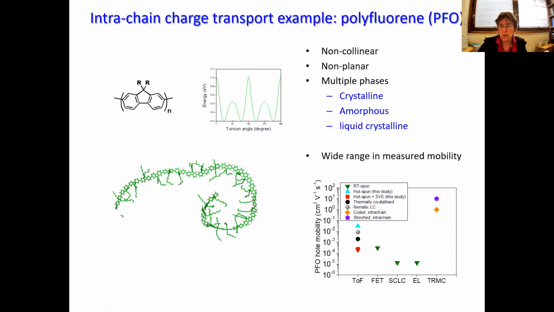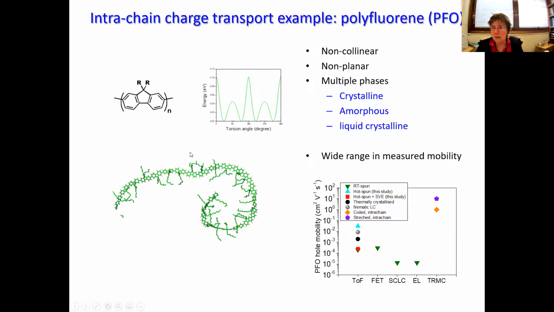The polymer also in the solid state adopts different phases. It can be crystalline, it can also be glassy, and it has liquid crystalline phases. And a possibly not very surprising consequence of that is that when you look in the literature for measurements of the hole mobility in PFO, you find there are a lot of different numbers, in fact, spanning orders of magnitude. That's partly because of the different phases in which the polymer may exist, and partly, of course, because different measurements are probing transport in different ways.